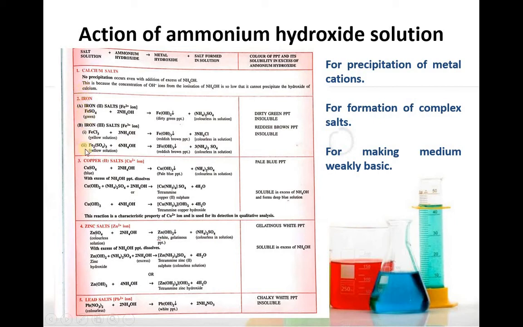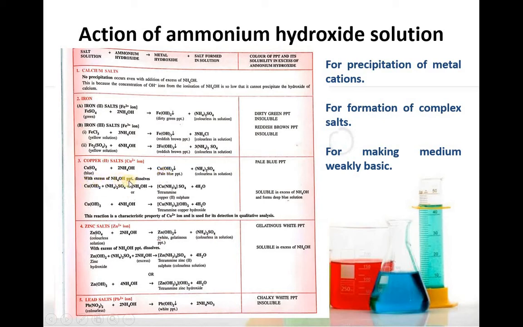In the case of iron, you see the colors are almost the same. You will get a dirty green precipitate insoluble in excess, then a reddish brown precipitate for ferric, insoluble in excess, then a reddish brown precipitate in the case of ferric sulfate, again insoluble. In the case of copper sulfate, you will first get a pale blue precipitate.